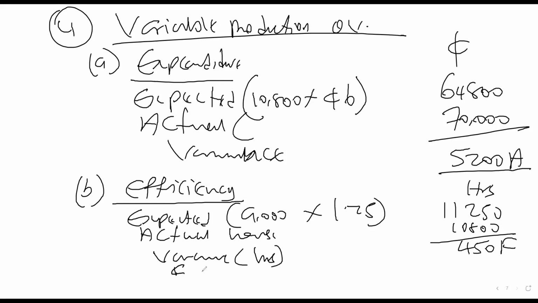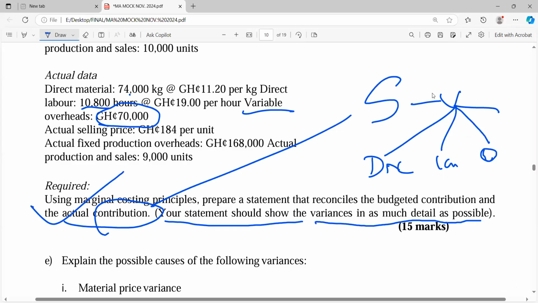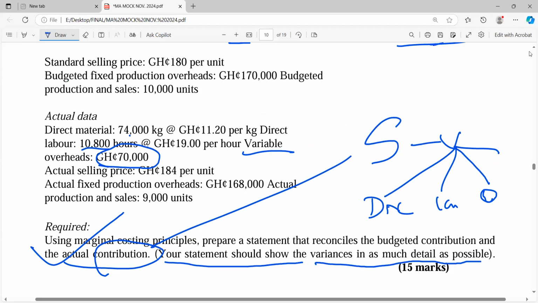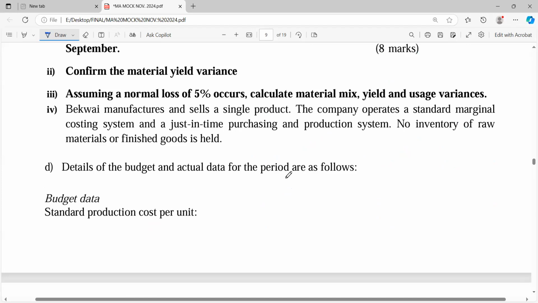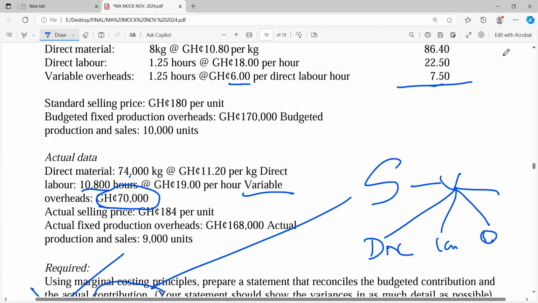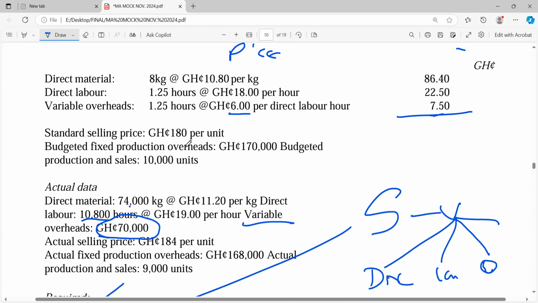Then standard rate per hour. You have to go and pick the variable overhead standard rate. Let's go to the top. Standard variable overhead per unit is 6. So here you multiply by 6, not 18. That's the only place we change.